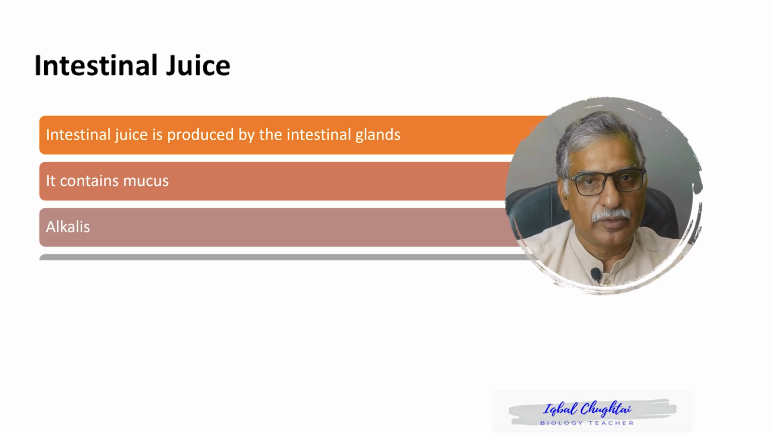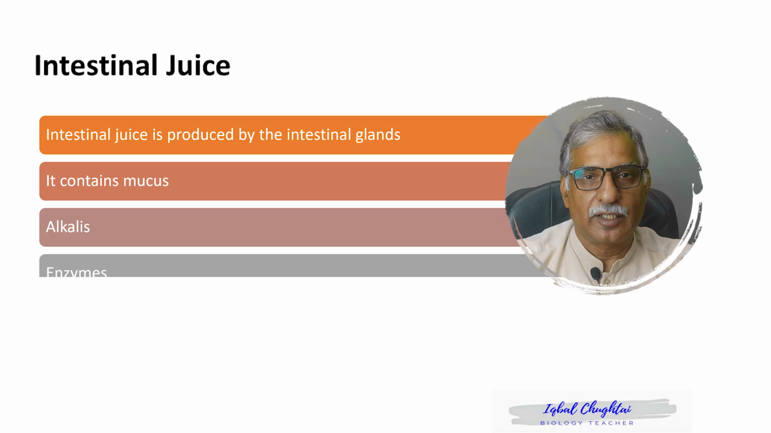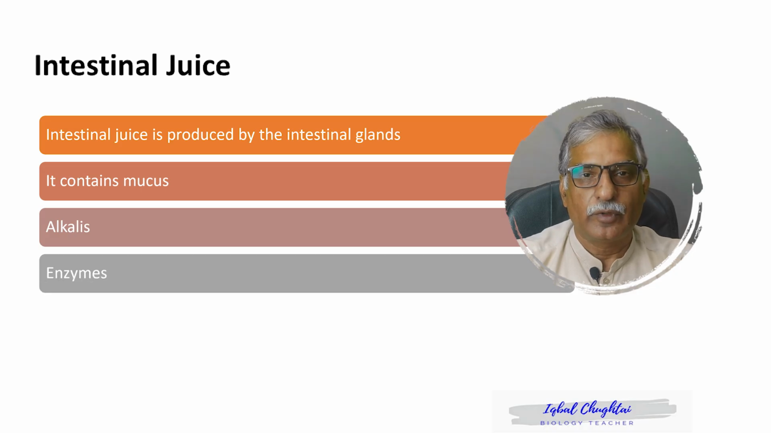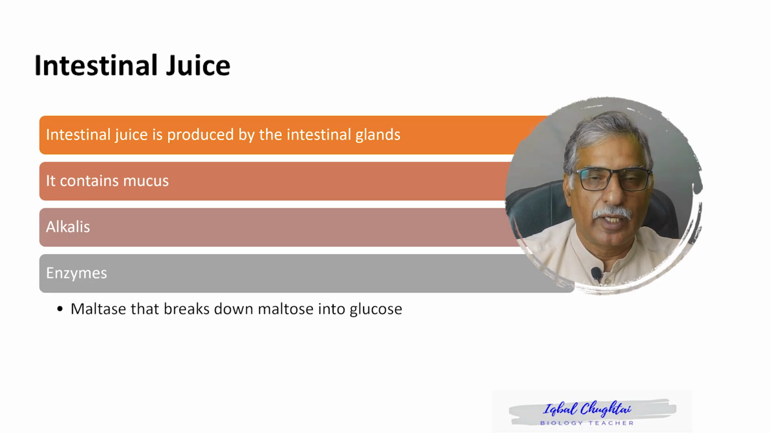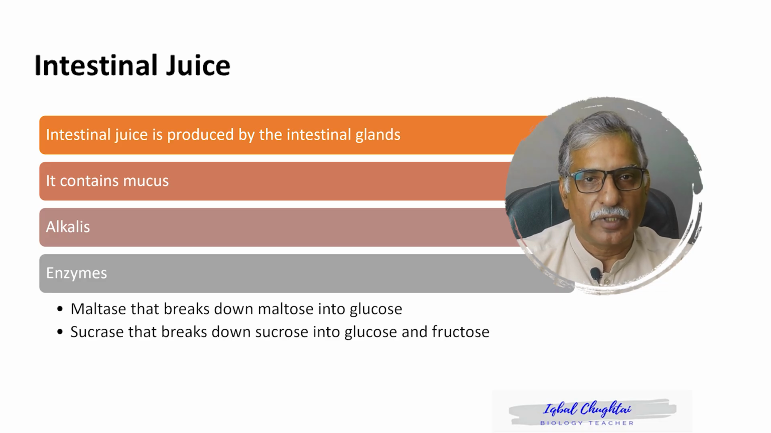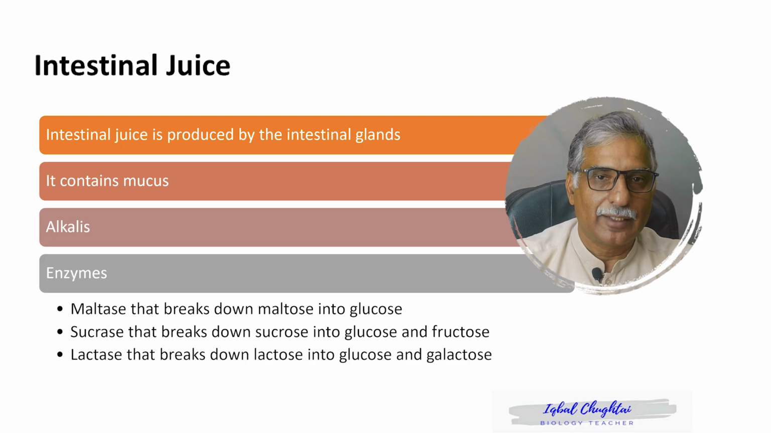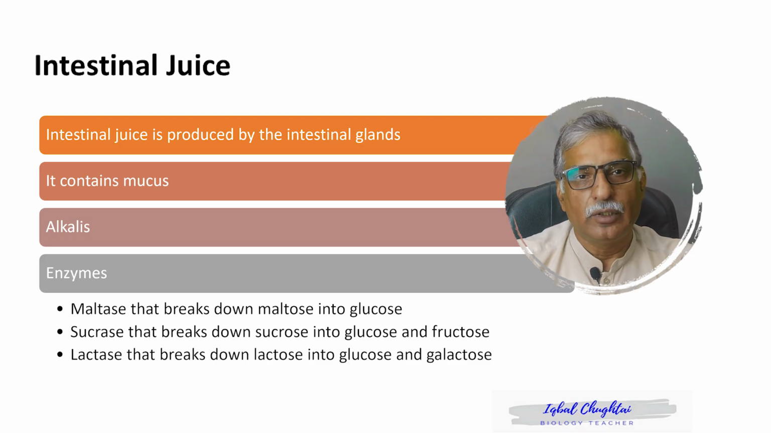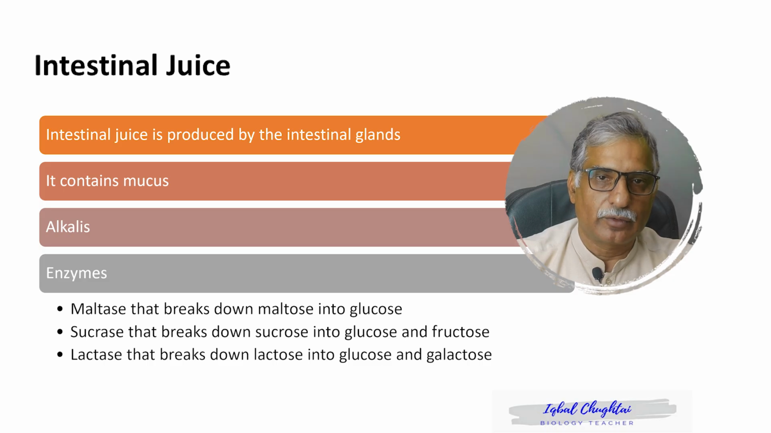Along with the mucus, these intestinal glands produce some enzymes. They produce an enzyme known as maltase that digests maltose, a disaccharide, into glucose. Another enzyme, sucrase, breaks down sucrose molecules into fructose and glucose. And another enzyme, lactase, breaks down lactose present in milk into glucose and galactose.